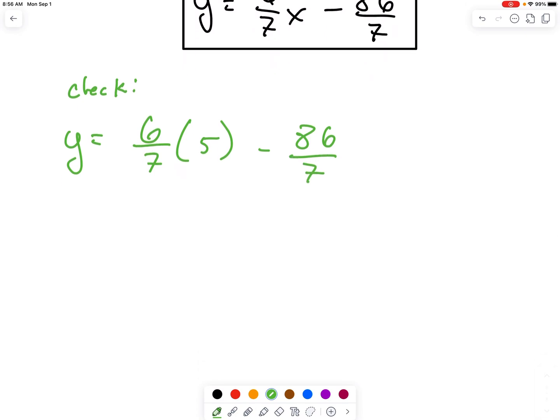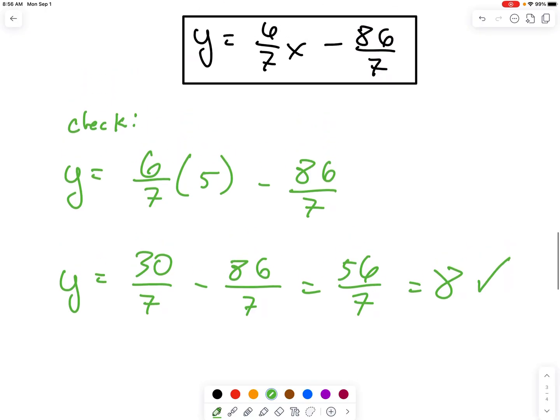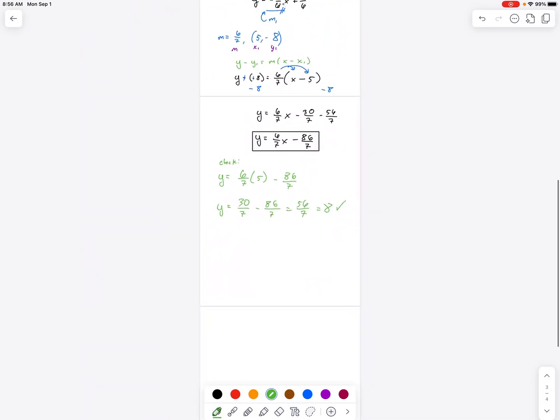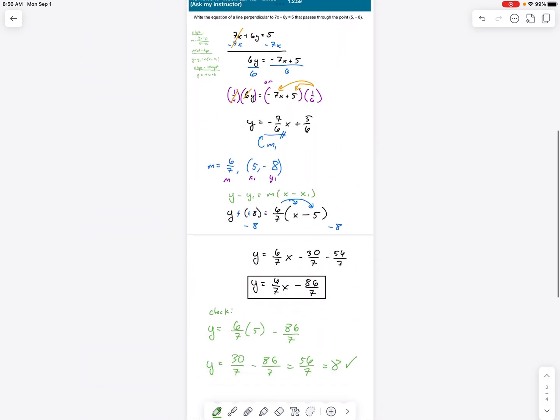30 over 7 minus 86 over 7 is negative 56 over 7, and that should be negative 8. All right, let me see if I can get the whole thing. Okay, we can get a good amount of it.